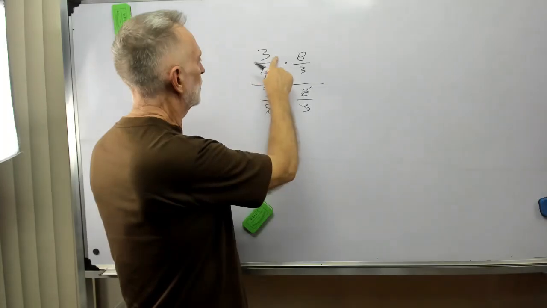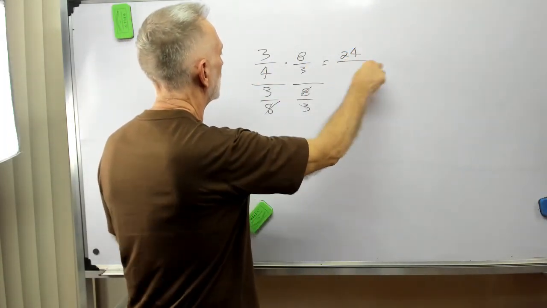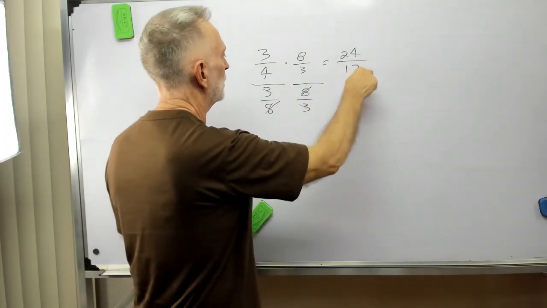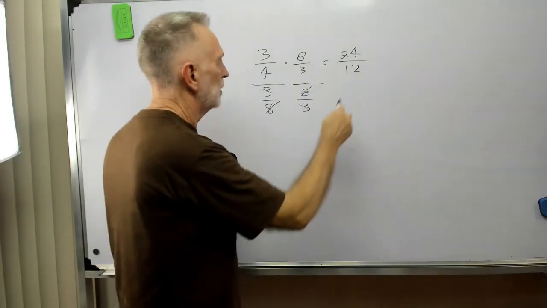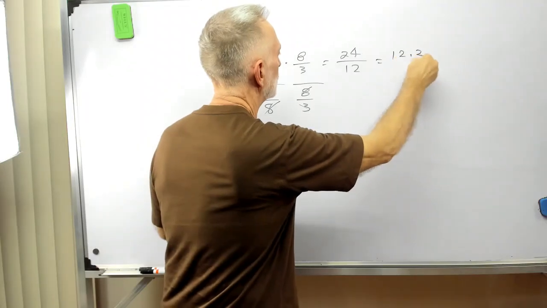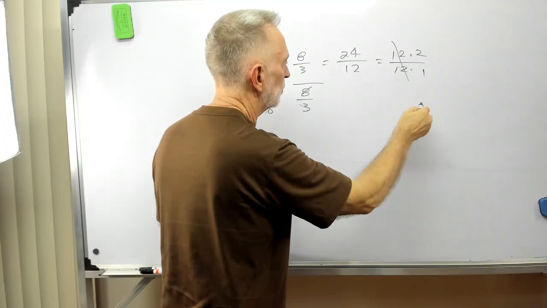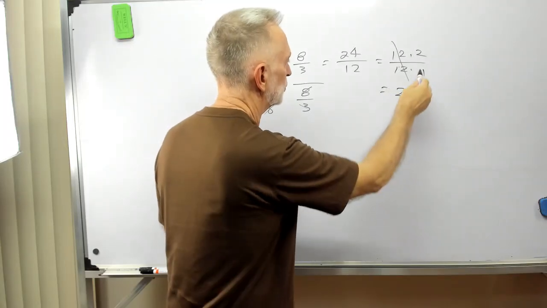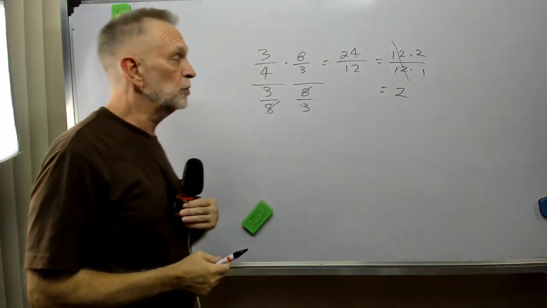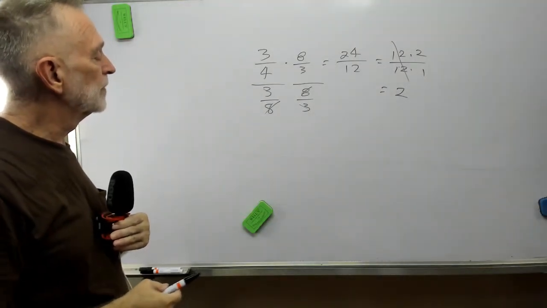Okay, 3 times 8 is what? It's 24. 4 times 3 is 12. And that equals 12 times 2 divided by 12 times 1. 12 over 12 cancel, and it becomes 2 over 1, or just 2.